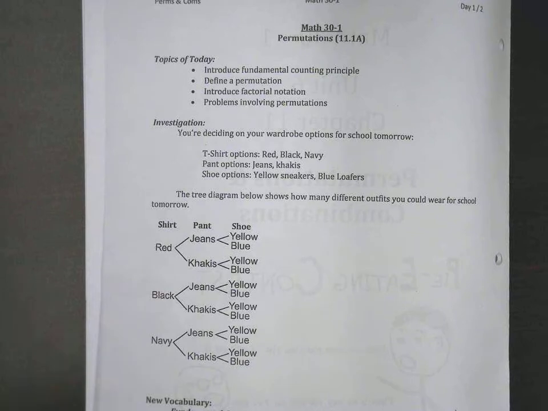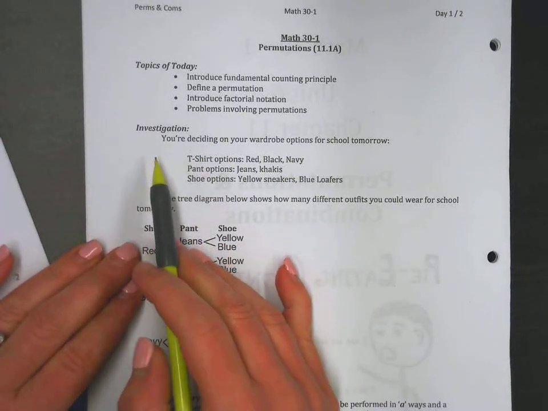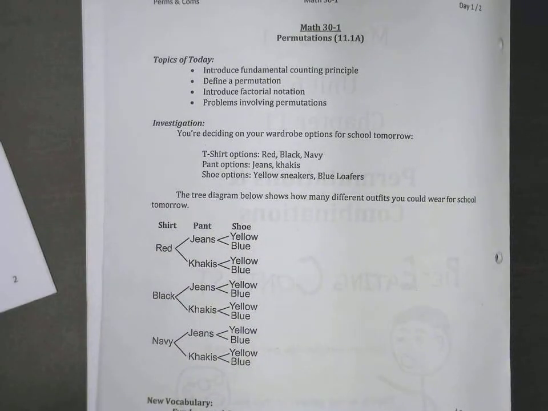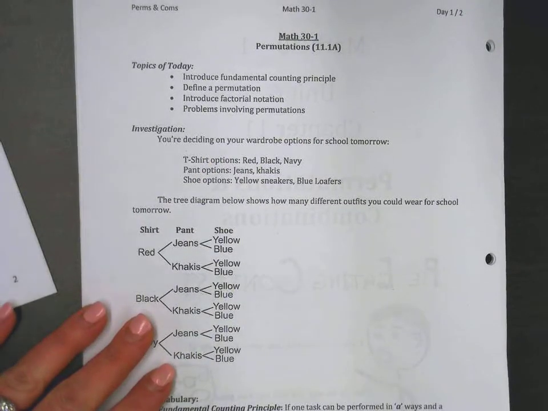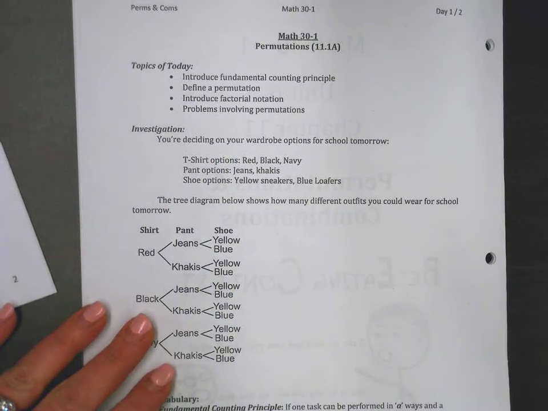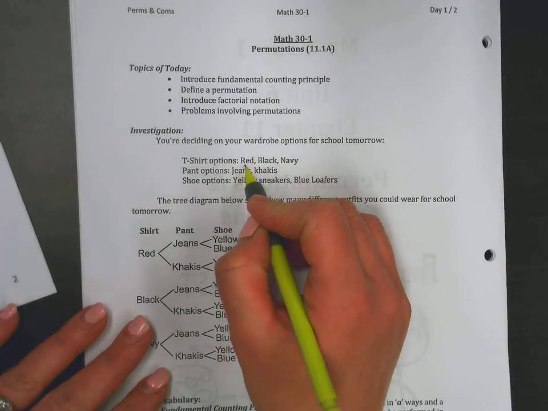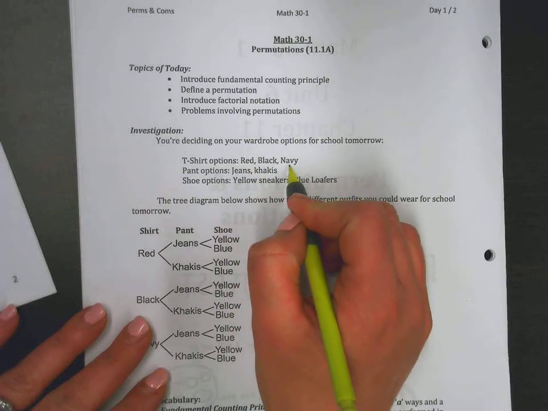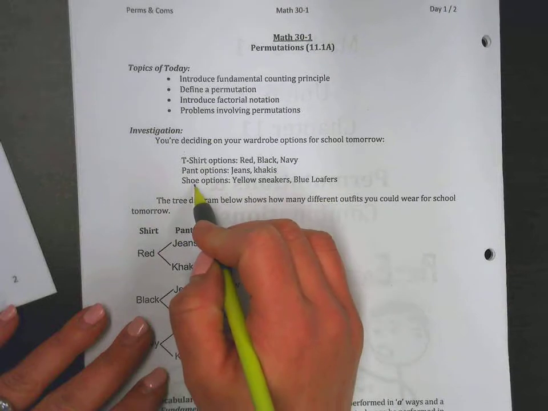As an investigation, permutations are about trying to figure out how many possibilities can occur with a certain set of outcomes. So if you're deciding what to wear for school tomorrow, which we all often do, we go to our closet and consider there are 3 t-shirt options. We could wear a red t-shirt, a black, or navy. The pant options, we could wear either jeans or khakis, and the shoe options would be our blue loafers or yellow shoes.